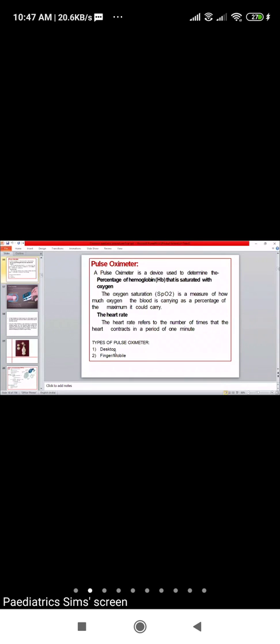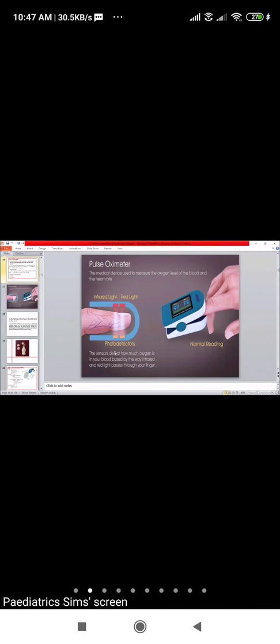The heart rate refers to the number of times the heart contracts in a period of 1 minute. I showed you the two types of pulse oximeter, the desktop and the finger. This is the device used to measure the blood oxygen and heart rate. You can check the SpO2 and pulse rate. Here you have 97 and 72. So this is normal.